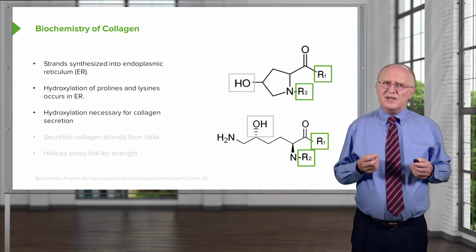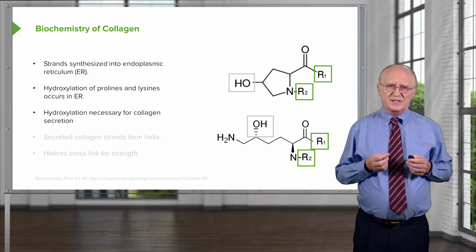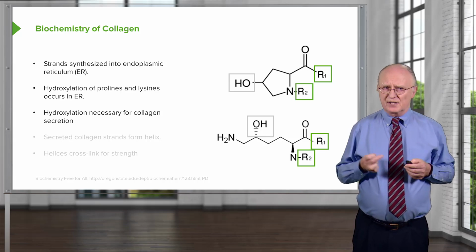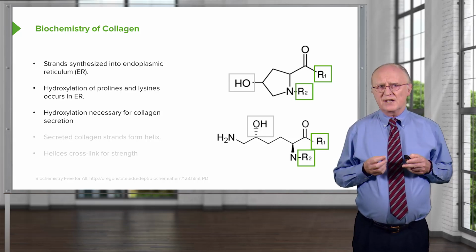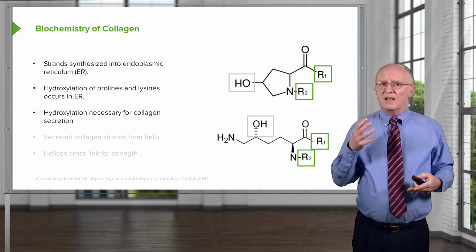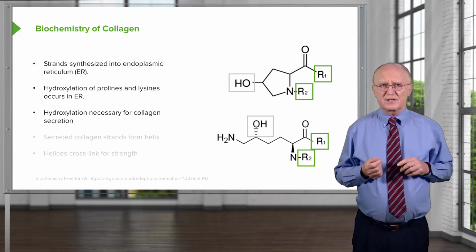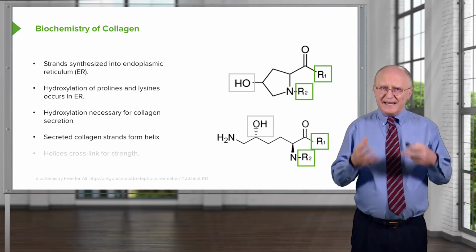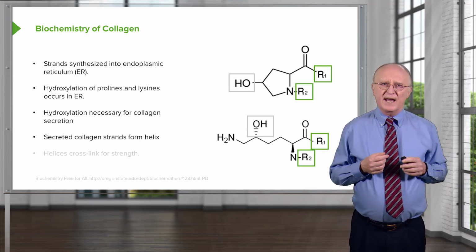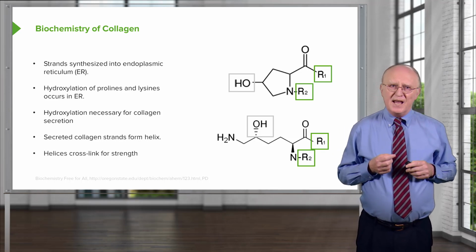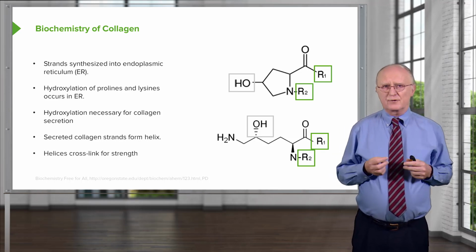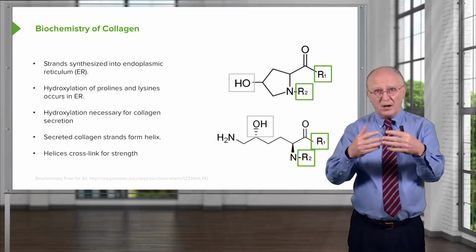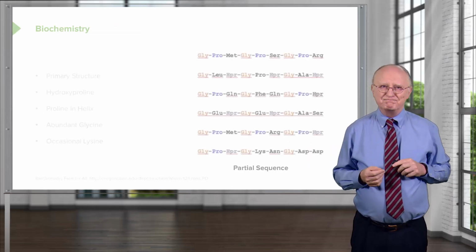Now, the hydroxylation that occurs on these two amino acids is necessary, as I said, for secretion. If something happens at the hydroxylation and prevents it from happening, then the collagen chain will not be released from the cell. The secreted collagen chains form a helix spontaneously on their own as they are being released. And the helices, as I said, cross-link for strength, meaning that they form chemical bonds between each other.